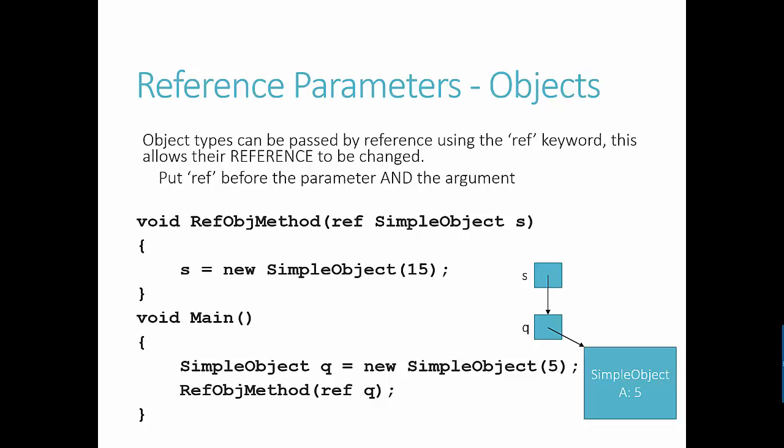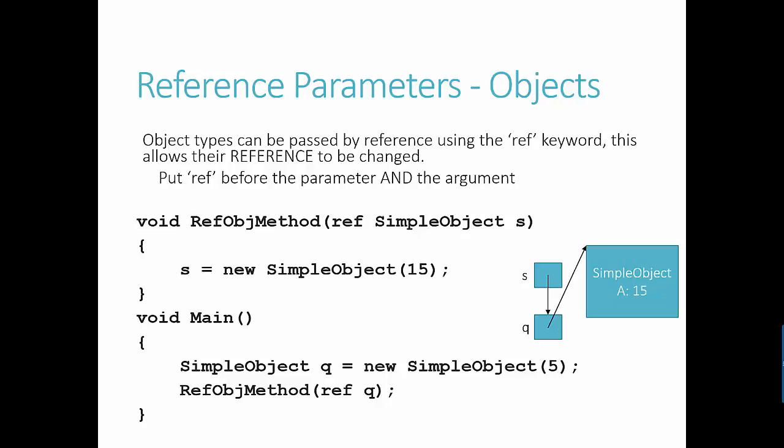In this example, we create a simple object in main. Then we pass its reference to the ref obj method by reference. The method then creates a new simple object, moving the reference to point to this new object. The old object can then be deleted by the garbage collector.